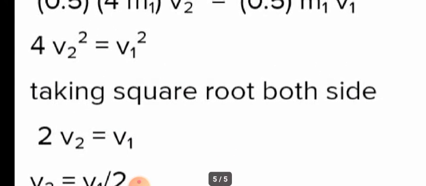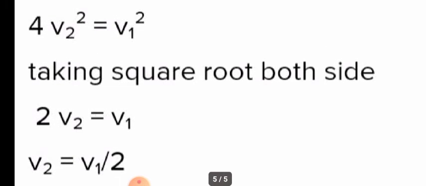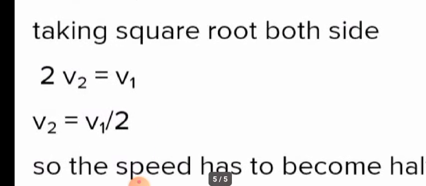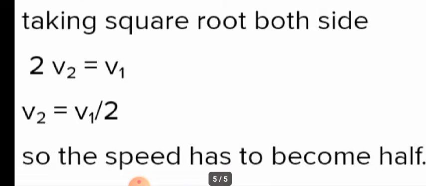Since both sides have squares, when you take the square root on both sides, you will get square root of 4 is 2, and v2 is equal to v1 by 2. So v2 is equal to v1 by 2. So what can we conclude? The speed has to become half, so that the kinetic energy will remain the same, even though the mass is increased by 4 times. Do you understand this answer, children?